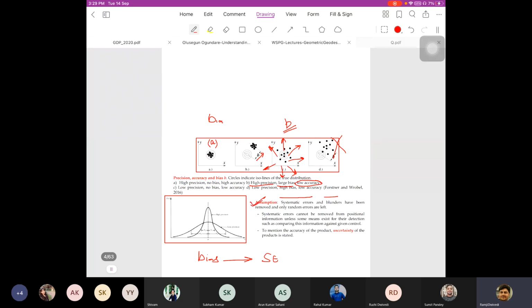if you have any questions regarding this, you can put them in. Second, systematic errors cannot be removed from positional information unless some means exist for their detection, such as comparing this information against given control. So there is a highly likely chance, obviously, because this is part of content which is sometimes not in your control. So what will happen?